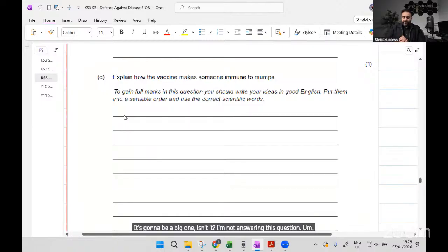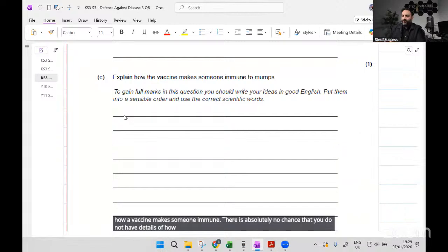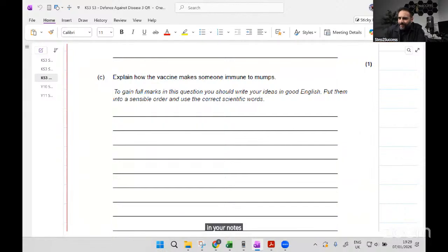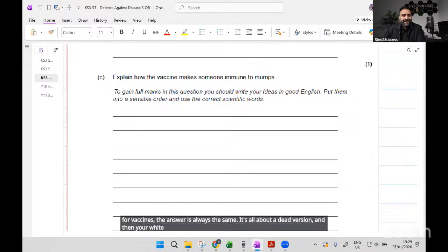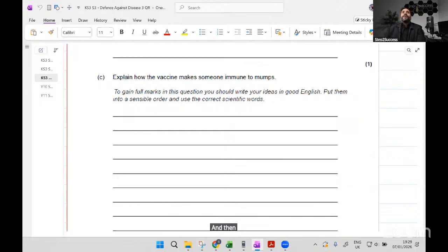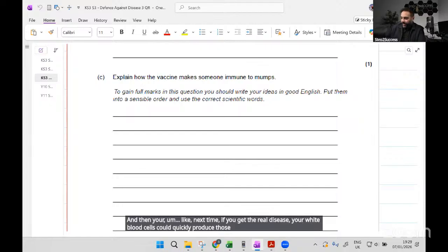Explain how a vaccine makes someone immune. There is absolutely no chance that you do not have details of how a vaccine makes you immune in your notes. So I'm not going to answer that question. Right, so also I did explain it earlier. There is a process for vaccines, the answer is always the same. It's all about a dead version, and then your white blood cells producing antibodies, and then next time, if you get the real disease, your white blood cells can quickly produce those antibodies, which means you don't actually suffer from an illness more than once.